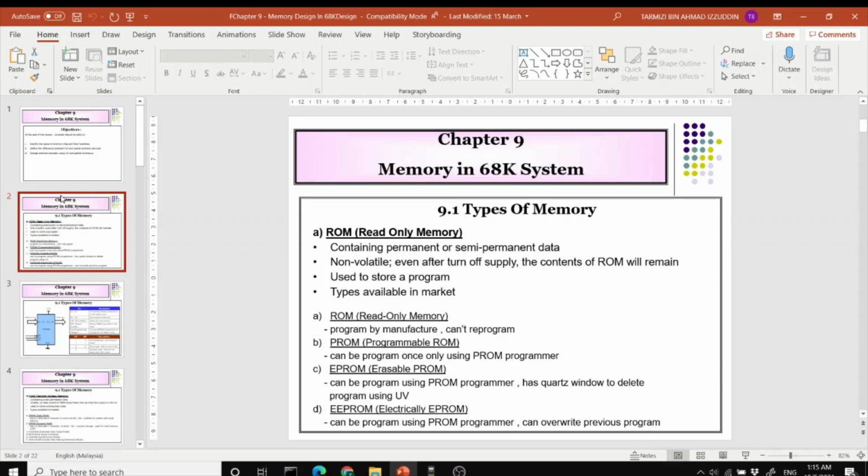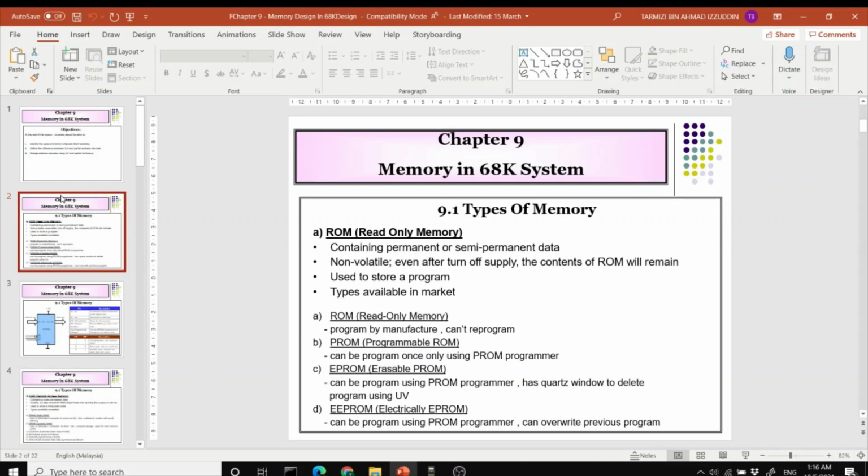Okay, so basically in a computer you have two types of memory. You have your RAM, which is your random access memory, and then you have your ROM, which is a read-only memory. So read-only memory is a type of memory that is permanent or semi-permanent data storage system. It is non-volatile, meaning that even after you turn off the power supply, the contents of this read-only memory will remain.